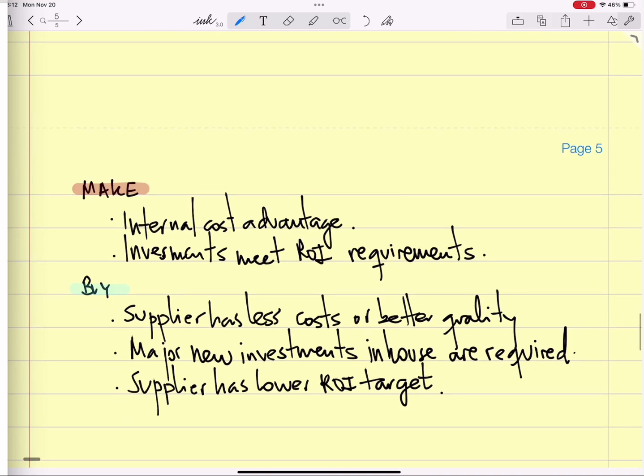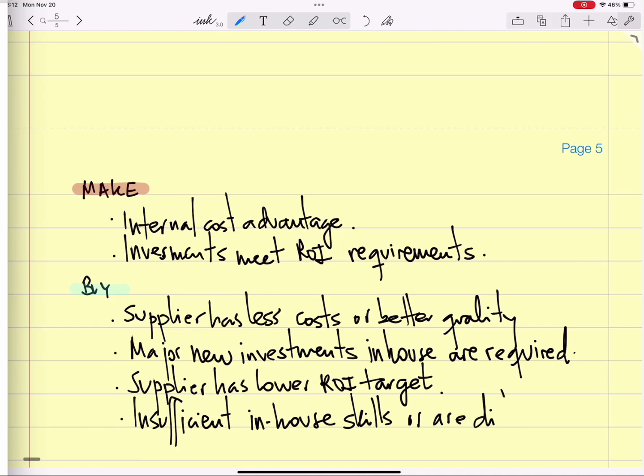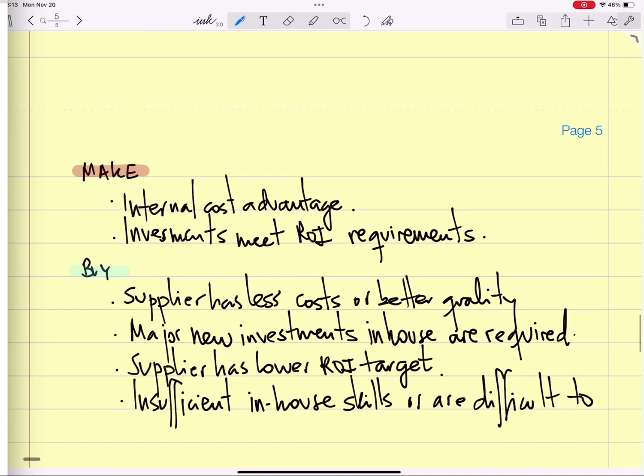Or you have insufficient in-house skills or they are difficult to acquire. Okay.